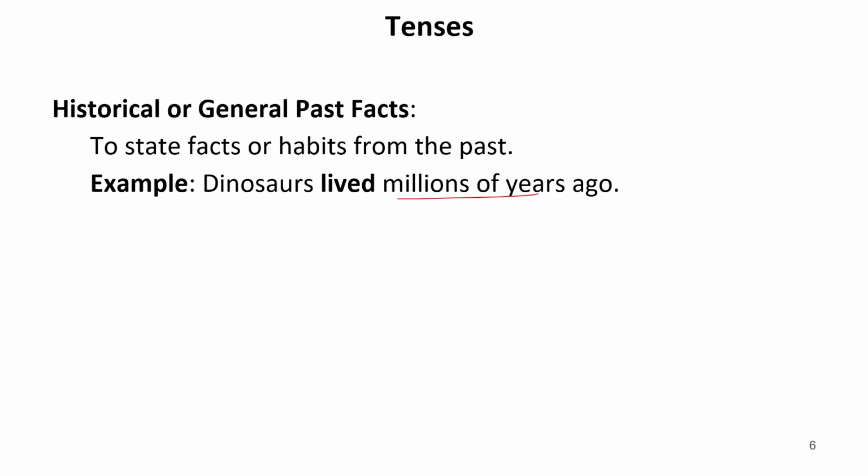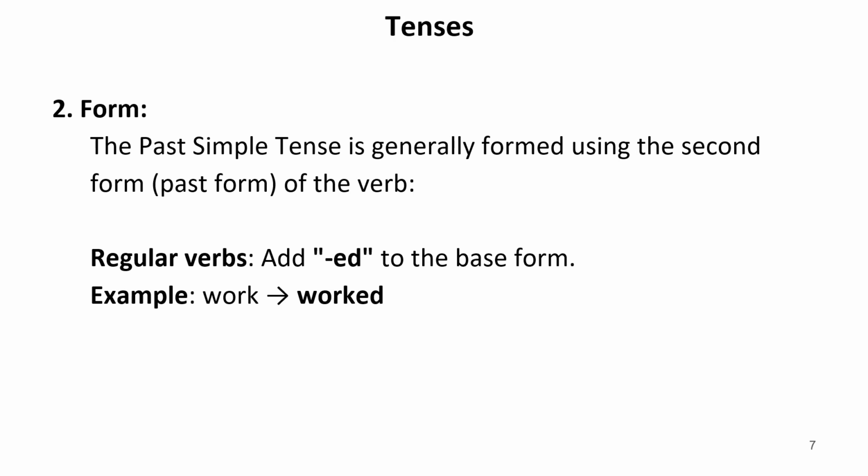India got independence on 15th August 1947. So it was the time of past, so it should be written in past indefinite tense. The simple past tense is generally formed using the second form, that is the past form of the verb. Here the structure of the sentence will be subject plus verb second form.